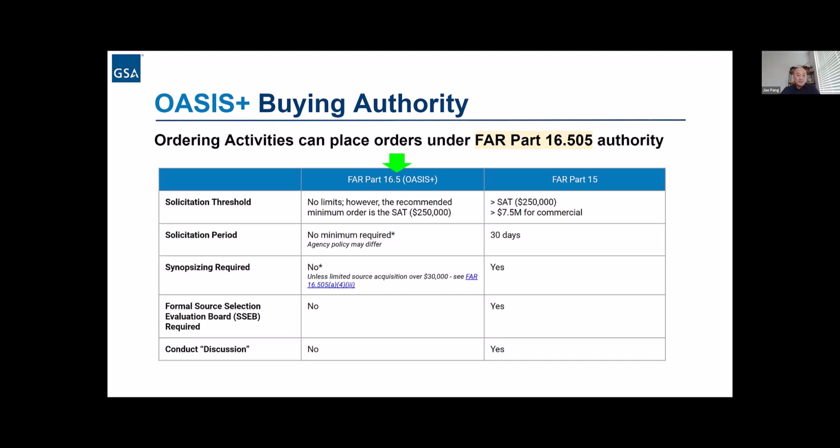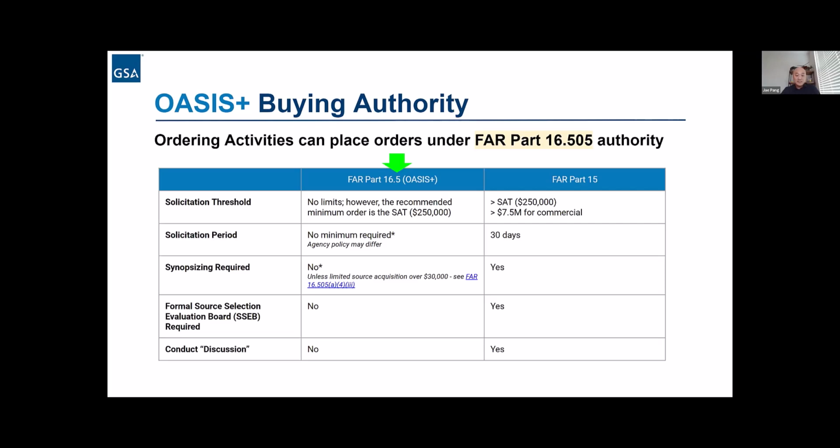And in this slide, we'll discuss contracts under FAR 15 have to have a minimum value of the simplified acquisition threshold, also known as SAT, for non-commercial work or $7.5 million for commercial requirements, whereas under OASIS Plus, we recommend that the order minimum be the SAT, but it's not a strict requirement per the FAR.